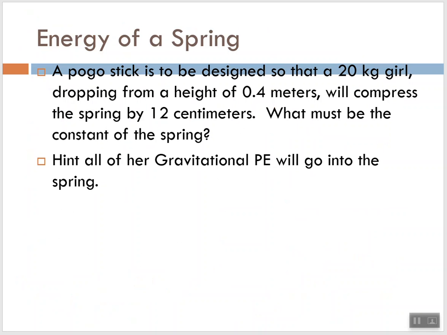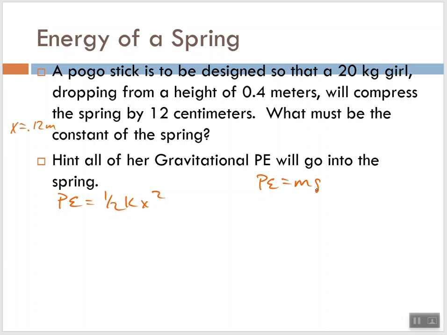Okay, let's do a practice problem here with energy in a spring. So right now I'm thinking potential energy equals 1/2 kx squared. A pogo stick is designed so that a 20 kilogram girl dropping from a height of 0.4 meters will compress the spring by 12 centimeters. Well, that's going to be 0.12 meters. What must be the constant of the spring? Well, all of her gravitational potential energy will go into the spring. So she's dropping from a height of 0.4 meters.